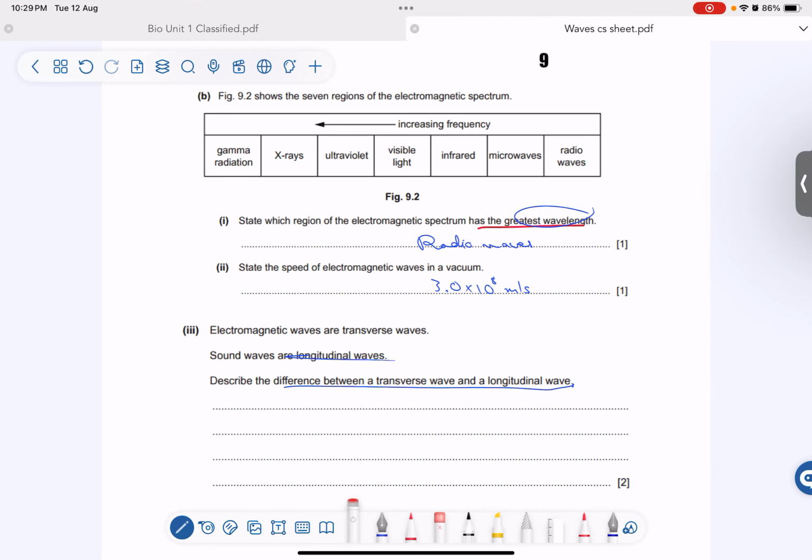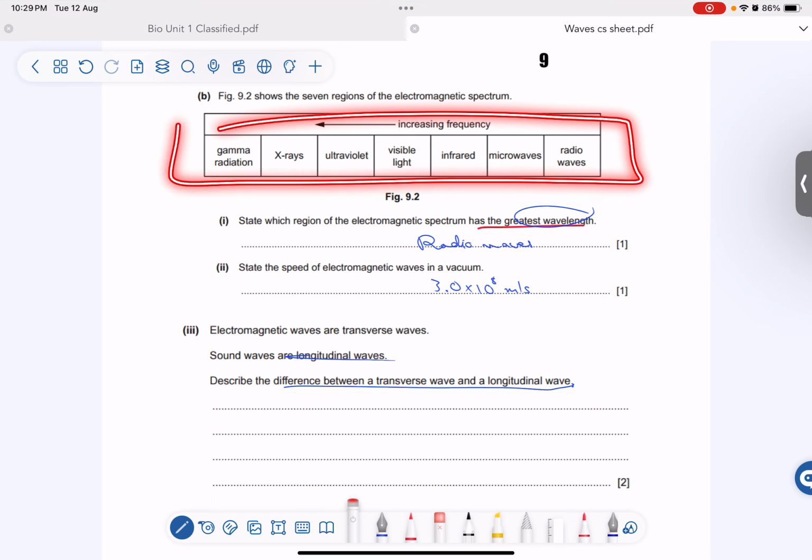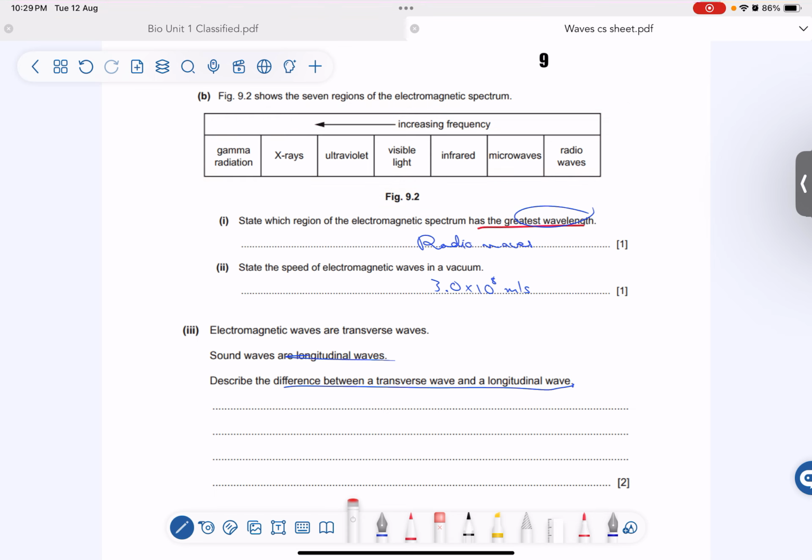Here we have question B, and you have 7 regions from the electromagnetic spectrum. The problem in combined science is that he brings the questions in a way that, especially this graph, is confusing. It's supposed to be like this: radio, microwaves, infrared, visible, and so on. But it's from right to left, so it feels a bit complicated, but it isn't.